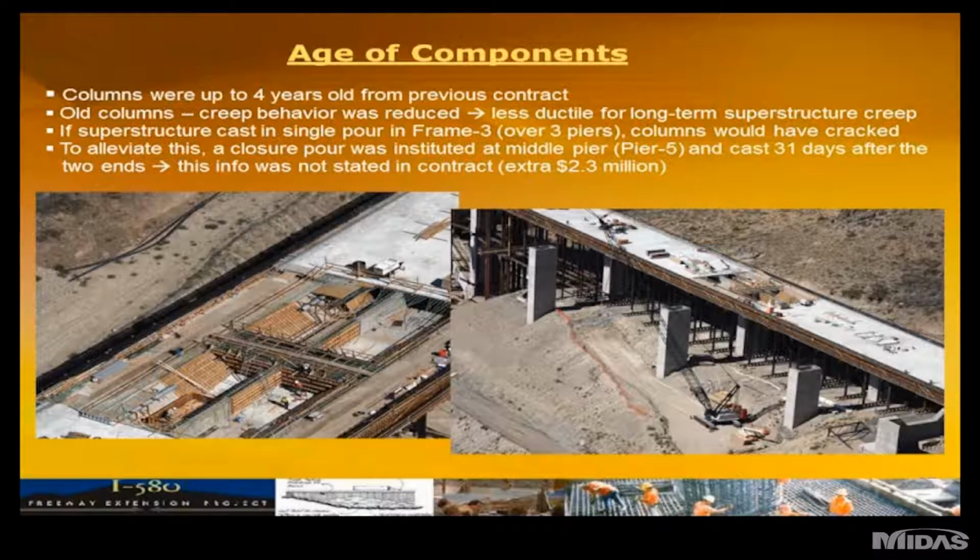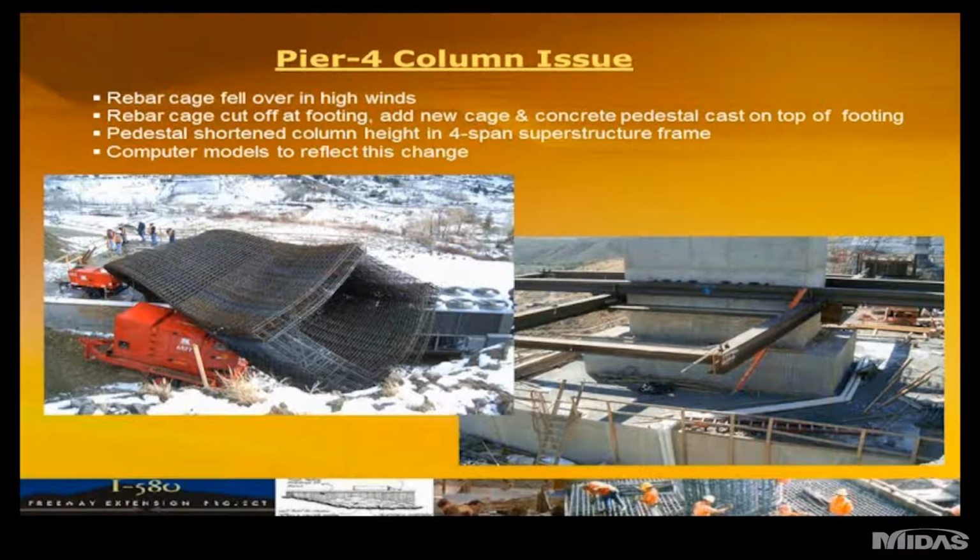Another issue that occurred to make matters worse was that Pier 4, which was one of the most critical piers for the southbound structure because of its height and location. In high winds, the reinforcing cage fell over. This area where Galena is built has extremely high winds coming through the canyon, and it's a challenge on most days to deal with.